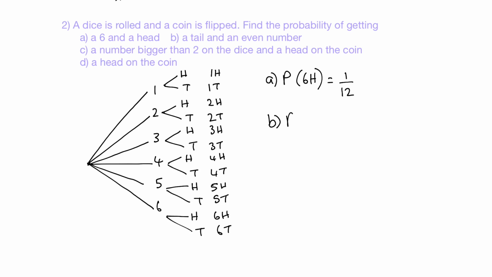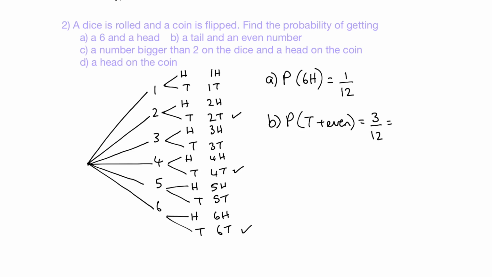Part B, a tail and even number. Well, let's have a look at those ones, see which ones they are. So a tail and an even number. So the even numbers are 2, 4 and 6. So the ones that are a tail and an even number are this one, and this one. There aren't any others that are a tail and an even number. So that's 3 out of 12.